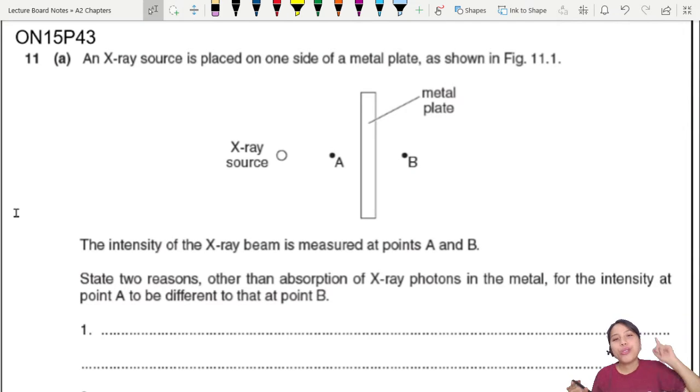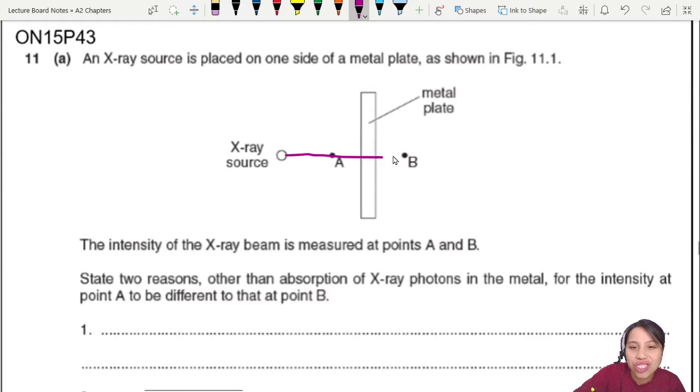ON15, paper 43, question 11 is a great question to test your understanding of absorption and attenuation. Let's start off with this one. An X-ray source placed on one side of the metal, as shown. Here we've got the source, X-ray. Now we would think that the X-ray beam would just go like that.